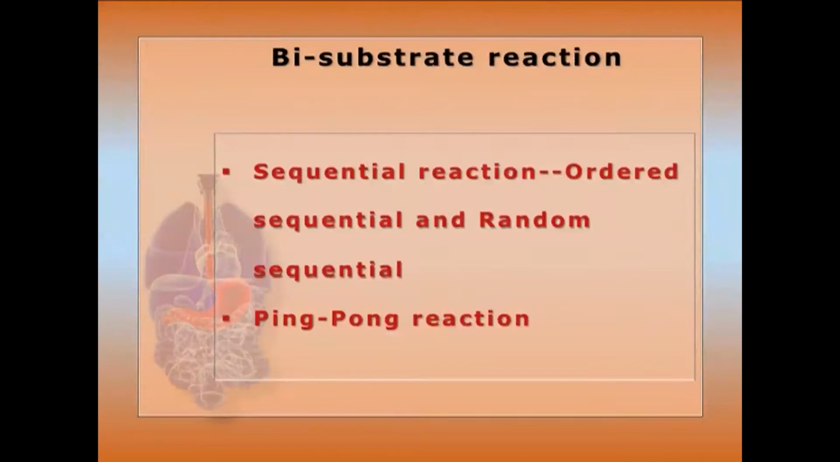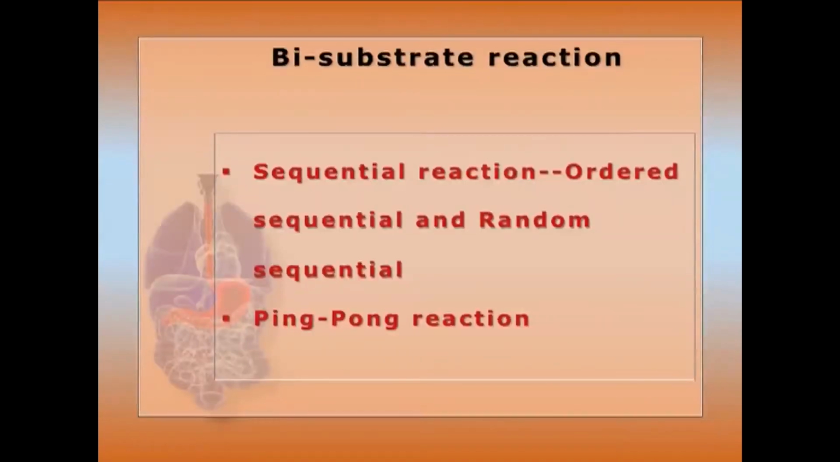Bisubstrate reaction means two substrates are reacting with the enzyme. It may be single displacement or double displacement. In case of single displacement bisubstrate reaction, it may be sequential, one by one. That may be ordered sequential or random sequential. In case of double displacement reaction, it follows the ping-pong reaction, ping-pong bi-bi reaction.